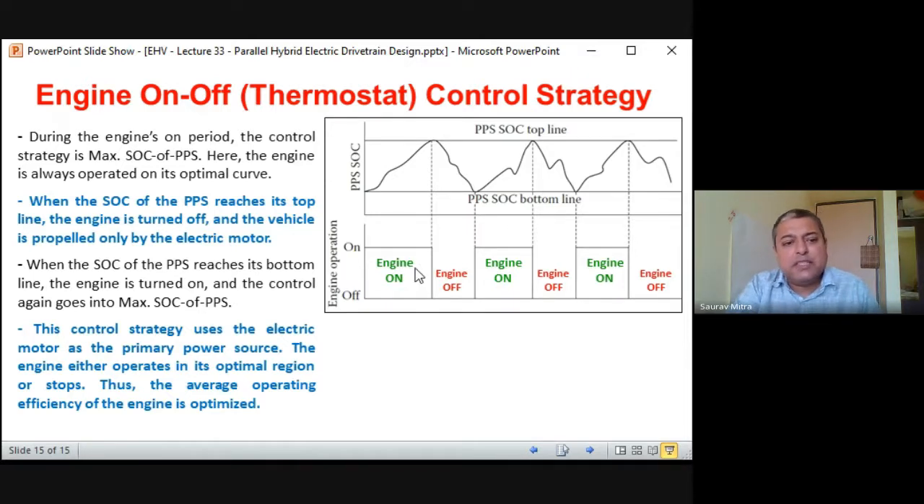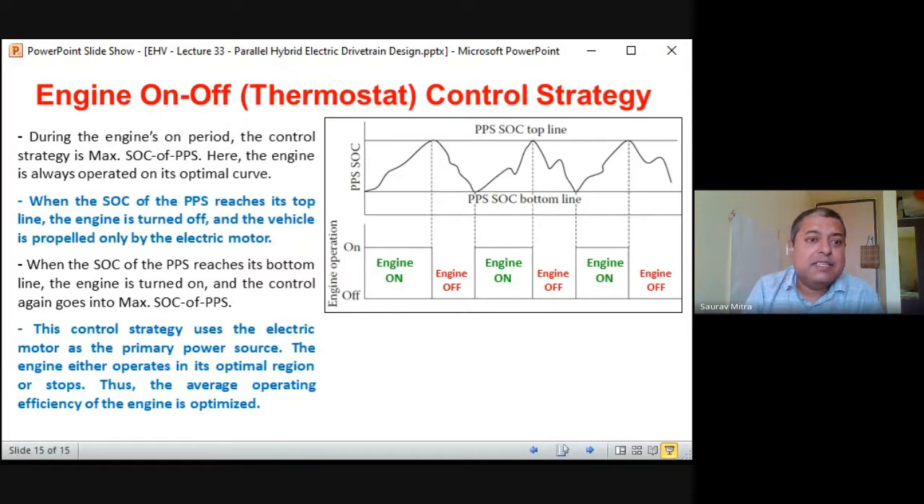So this control strategy uses the electric motor as the primary power source. The engine either operates in its optimal region or stops. Thus, the average operating efficiency of the engine is optimized. So whenever the engine is on, it is working in its optimal region, and otherwise the engine is off. In the previous case, the SOC of the PPS case, that was the 6 modes that we had seen, there many of the times the engine was overstretched or many of the times the engine was understretched.